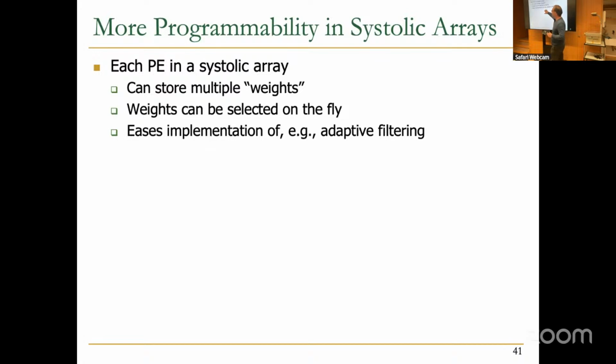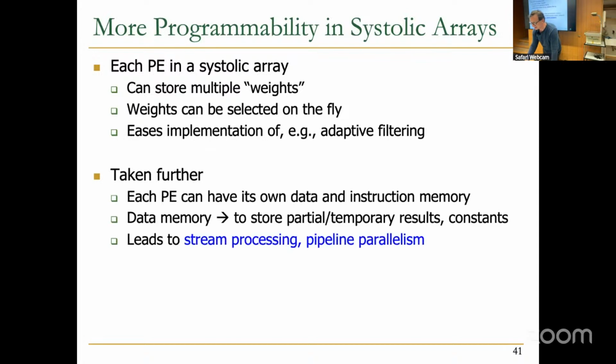And this eases implementation because when you do adaptive filtering, you may want to use different weights, right? And when you want to do something more general, you may want to do different kinds of filters. You may want to apply different kinds of filters to the image because you're doing different operations on the image. So you don't want your weights to be single or hardwired. And if you take this further, now each processing element can have its own dedicated data and instruction memory. Again, specialized, but data memory can store partial, temporary results and constants.